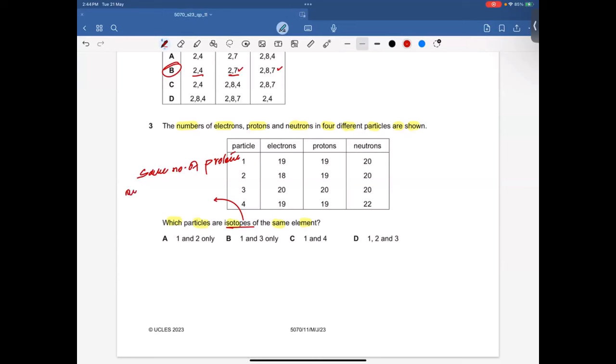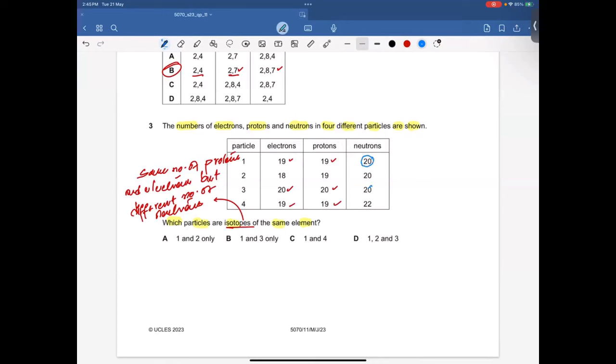Same number of protons and electrons, but different number of neutrons. Okay. So same number of protons and electrons. Protons and electrons are same. Different number of neutrons. So this has different number of neutrons.